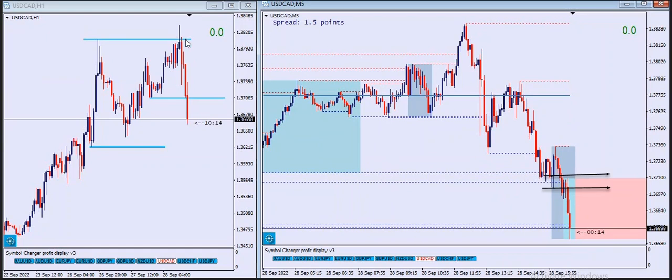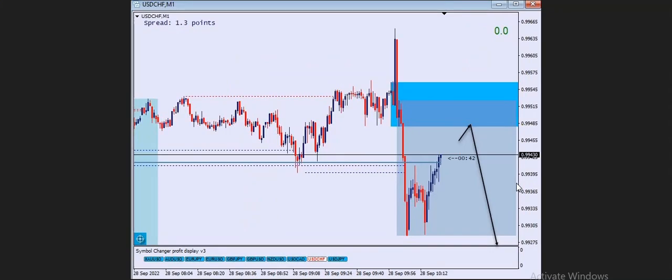Meanwhile, you can see the liquidity grab here. Price gave a liquidity grab here, so it dropped massively. So I was expecting price to reverse from here, but it continued to drop.